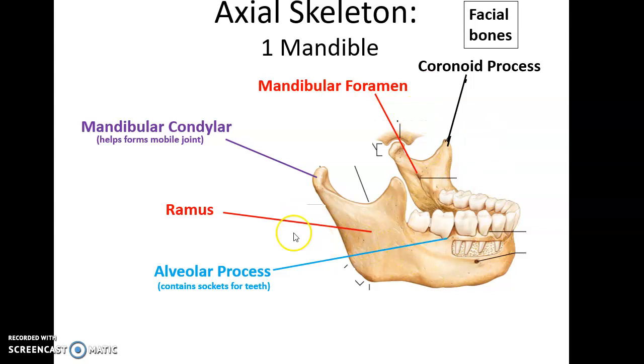On the mandible, we have quite a few structures we need to be familiar with. This smooth knob here is the mandibular condyle. The mandibular condyle articulates with the mandibular fossa of the temporal bone to give us that movable joint. Then across from it is the coronoid process that sticks up, attached to muscles.